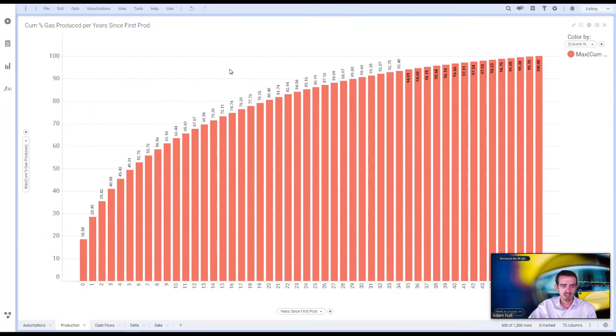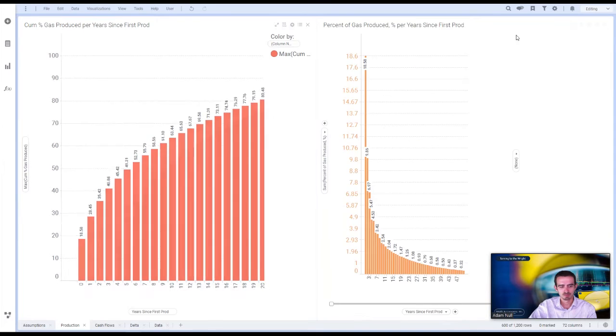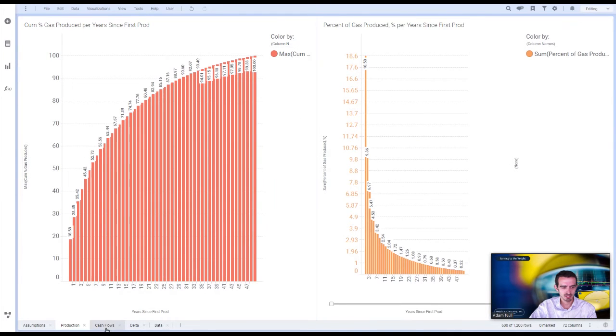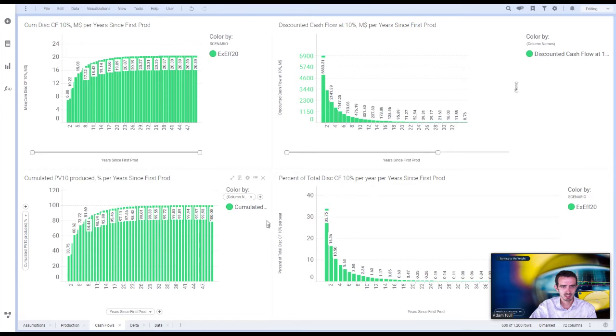So the majority of our gas, it looks like, is produced pretty early on in the well life. But how is the cash flow, discounted cash flow, distributed? So what we're asking there is, how do we really value those reserves? So let's go over to this page that shows cash flows and take a look at that.